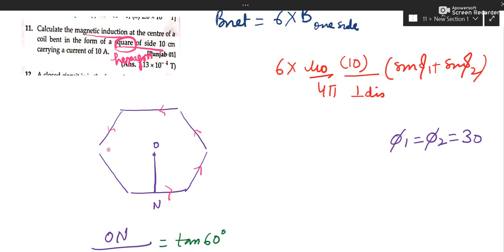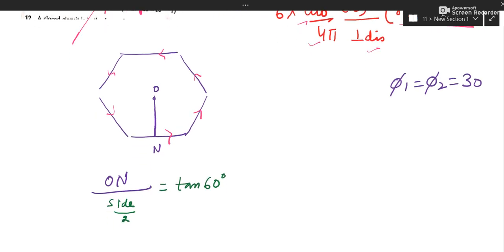So let the current be like this or whichever. Because the sense of current is the same, the magnetic field of all sides will be added. It will be 6 into the magnetic field due to one side. So mu naught by 4 pi, I by perpendicular distance. I is given, perpendicular distance we don't know, and phi 1 and phi 2 we don't know. Again we have to use some mathematics. Each angle of a hexagon is 120. So this is 60, this is 90. 60, 90, 150, so this is 30. Phi 1 is 30 and phi 2 is also 30.